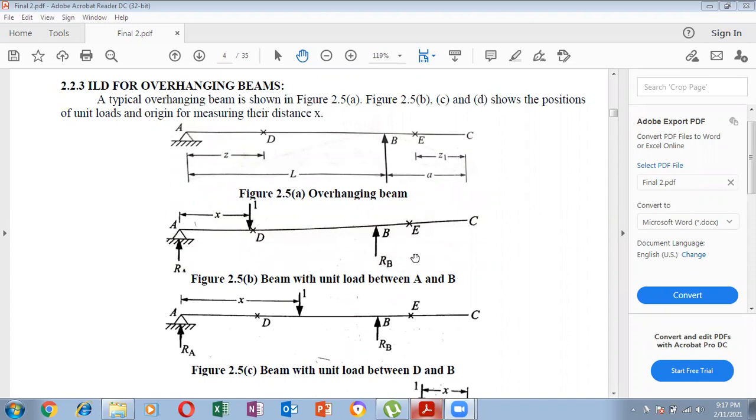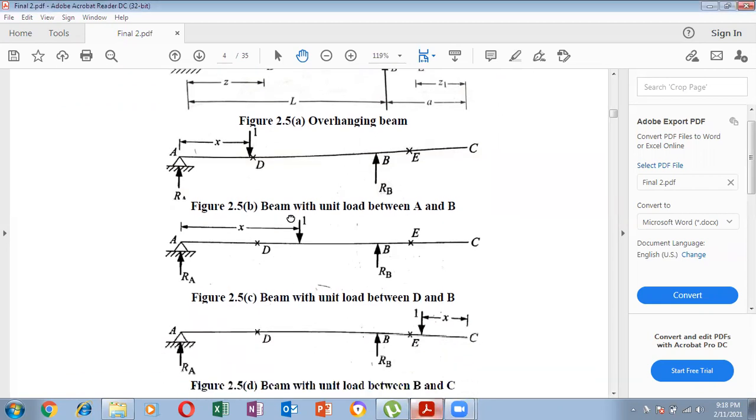As we have already discussed the influence lines for simply supported and cantilever beam, it will be very easy to understand the influence line concept for the overhanging beam. Let us see now. Consider an overhanging beam A, D, B, E, C, where A and B are the support points. D is the point of interest where we are going to draw the shear force and bending moment, E is in the overhanging portion, and C is the overhanging end.